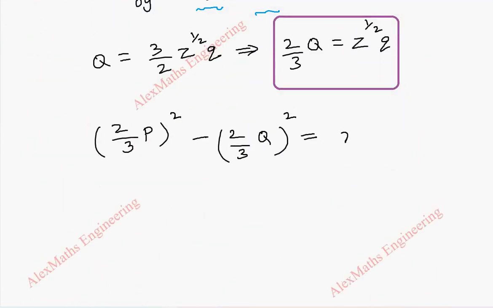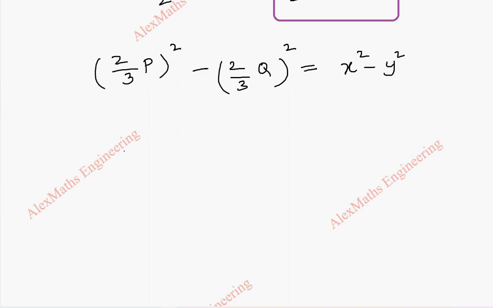So we get x square minus y square. Now when we square this, we get 4 capital P square by 9 minus 4 capital Q square by 9 equal to x square minus y square.